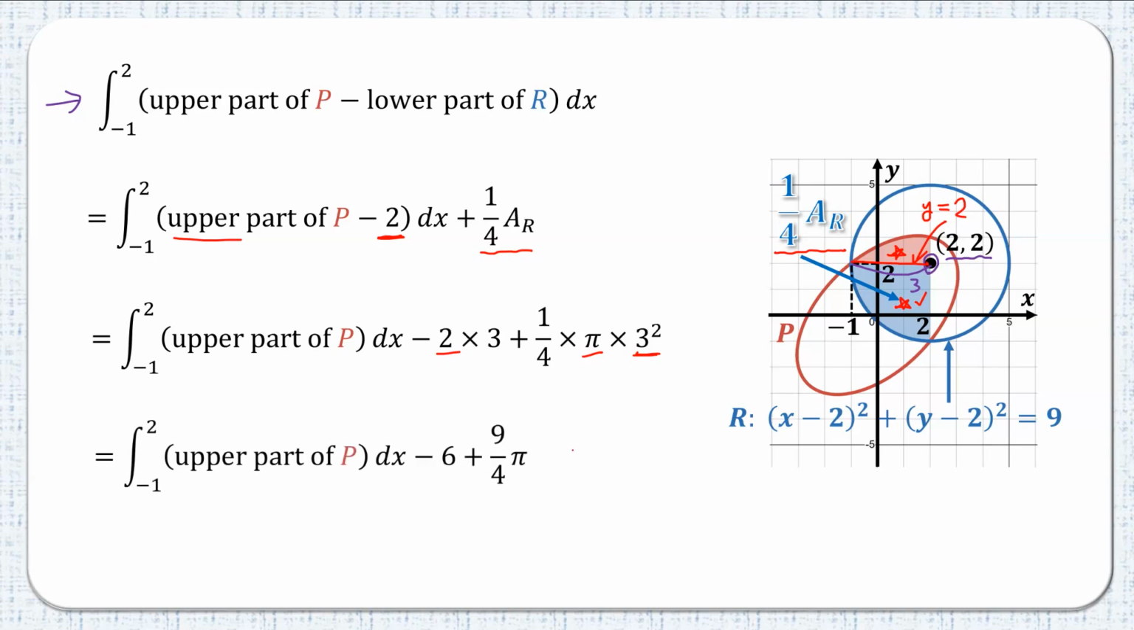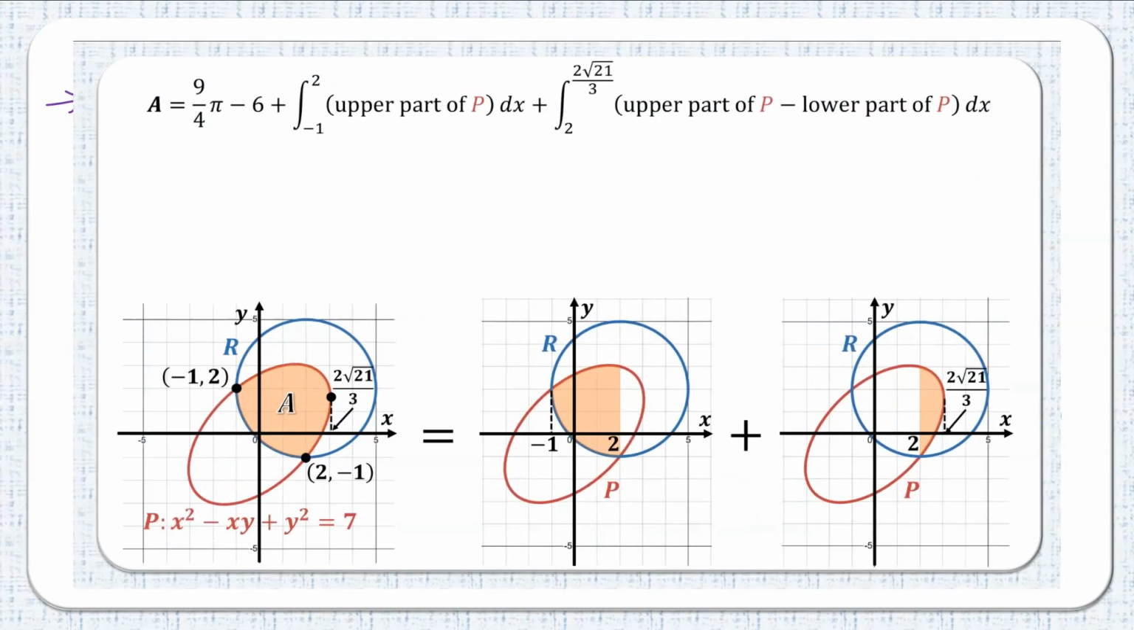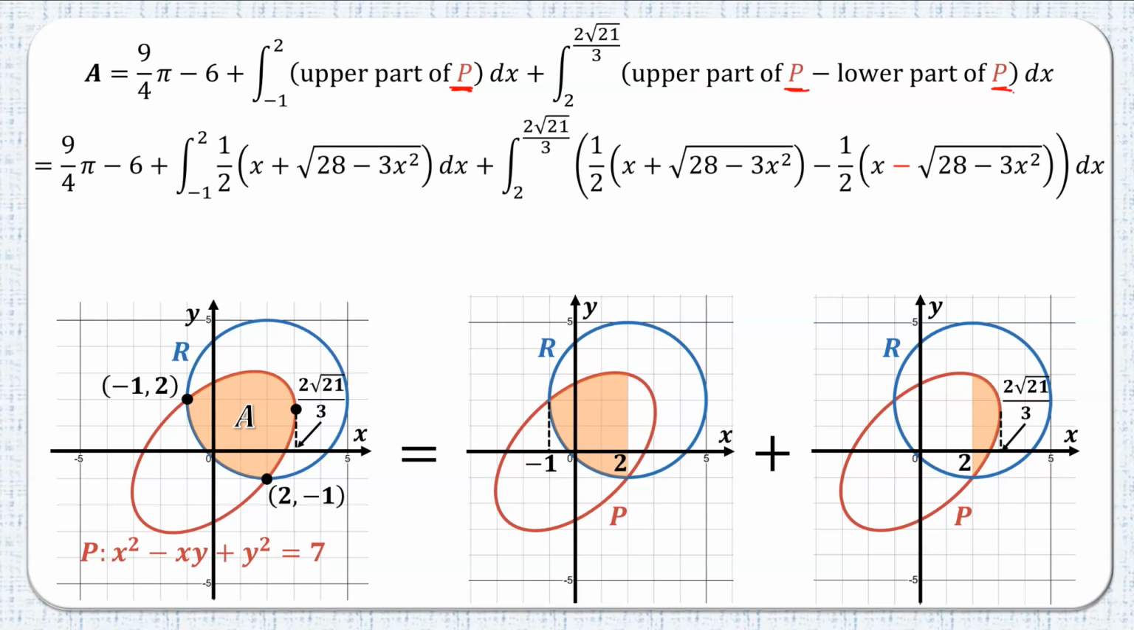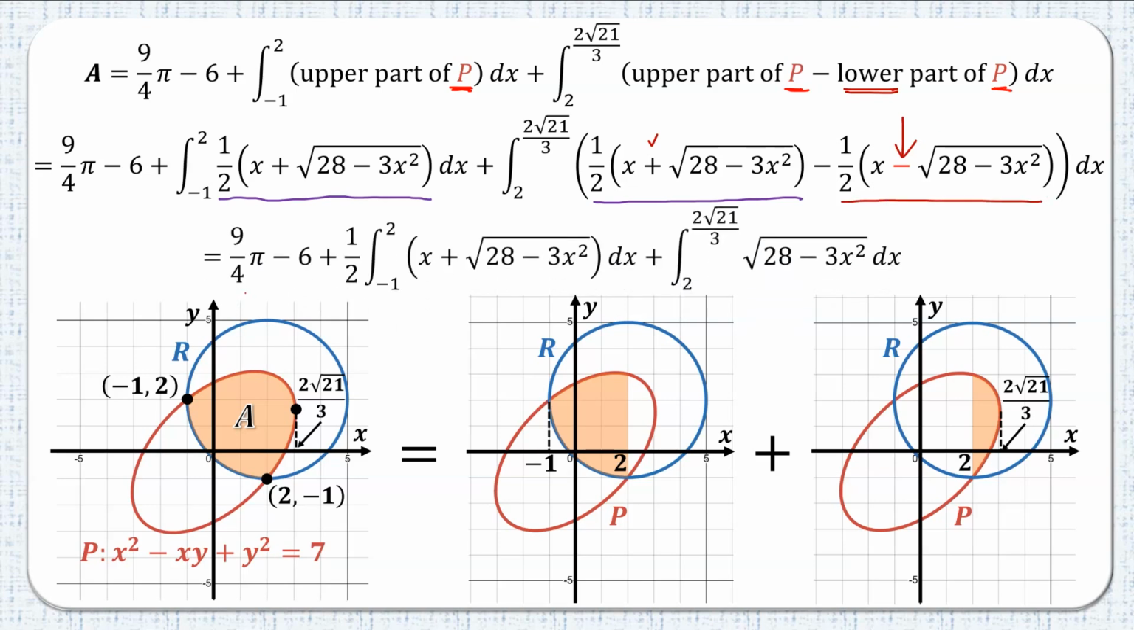So in the end, we have the integral of the upper part of P minus 6 plus 9 over 4 pi. So we have this, and then we move on to the equation of ellipse P, which gives this. We have already obtained the equation for the upper part of the ellipse in the previous problem. And as for the lower part of the ellipse, all we need to do is to switch this plus sign into minus sign. So we have 9 over 4 pi minus 6 plus 1/2 times the integral of x plus square root of 28 minus 3x squared from -1 to 2.